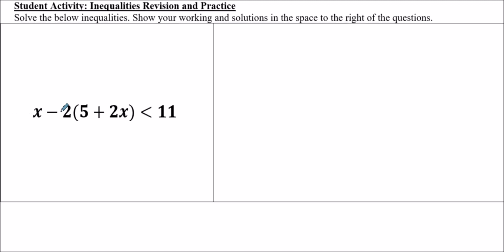Next one, we have this. So again, expand the brackets. So we have x minus 2 times 5, which is 10. Minus 2 times positive 2 gives us minus 4x. And that's less than 11. Simplify. X minus 4x is minus 3x.